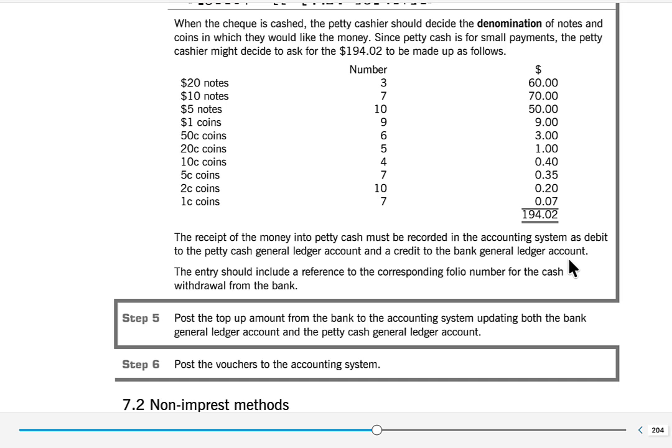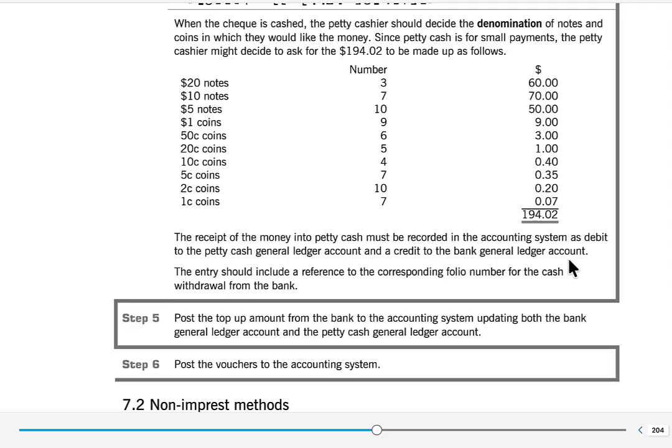So the double entry is debit petty cash account equals $194.02. Credit bank account equals $194.02. This brings petty cash back up to the imprest level. Step 6. Post the vouchers to the accounting system.